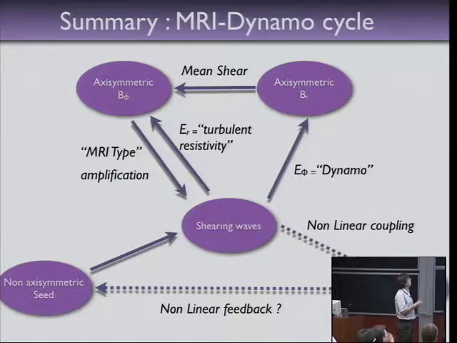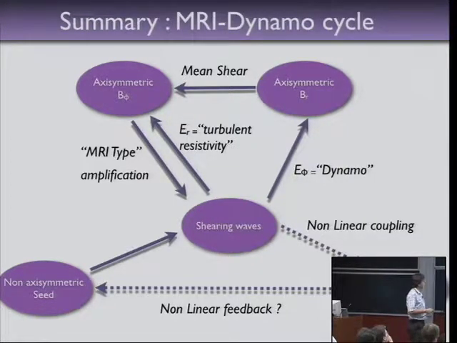So let's start with this axisymmetric B phi, which is very strong. This axisymmetric B phi amplifies the shearing waves using a kind of magnetorotational instability. The shearing waves amplified in turn give a response, which is a turbulent resistivity on B phi and a dynamo effect on the radial field. And of course, you close the loop with the mean shear. So this is quite similar to an alpha omega dynamo, except that this term is not an alpha term.